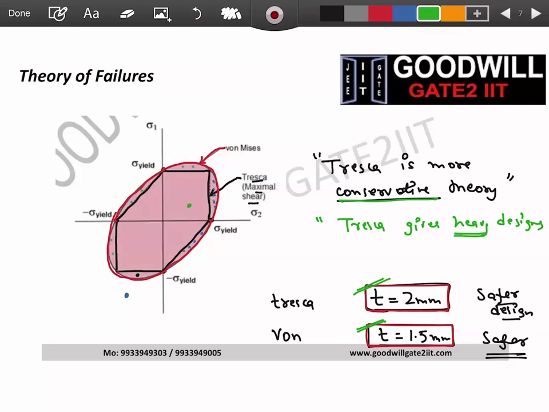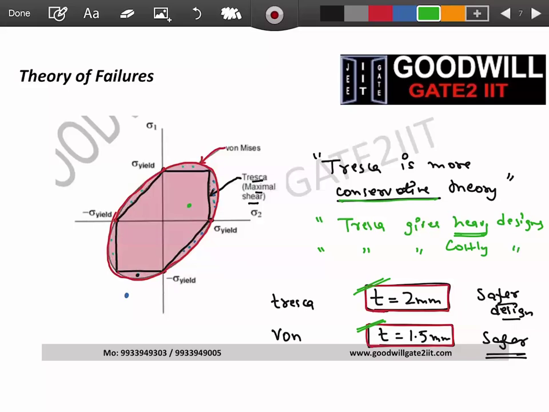It is overprotective. Yes, you can use this word overprotective. We use this word for our parents, right? Overprotective, protective, conservative parents, something like this. But they are just trying to protect us. Correct, right? Exactly the same way. Tresca is overprotective, but in the process, it gives you heavy designs, and Tresca gives costly designs. Why costly? More material, more cost.